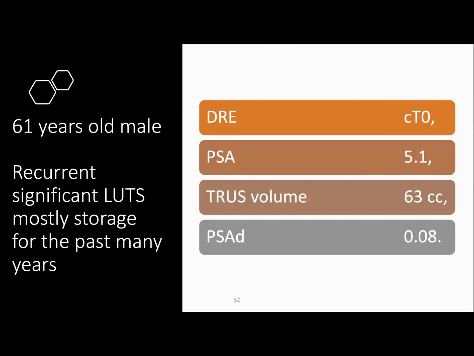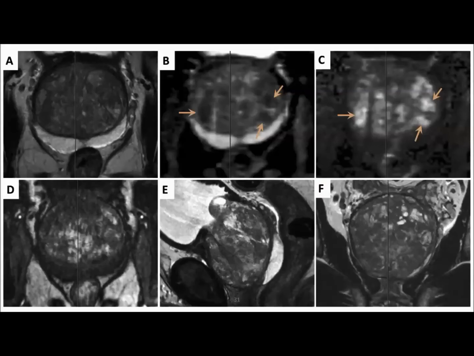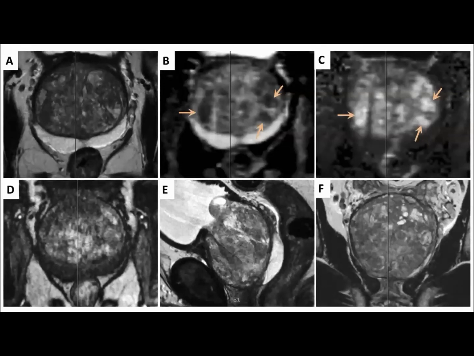His PSA was 5.1, and for a 61-year-old, it is just about significant. The TRUS volume is 63 cc, and his PSA density is 0.08. So at 0.08, the chances of cancer are low, but because of his PSA at 5.1, an MRI scan was done, and Dr. Shayan is going to take you through selected pictures of this MR scan.